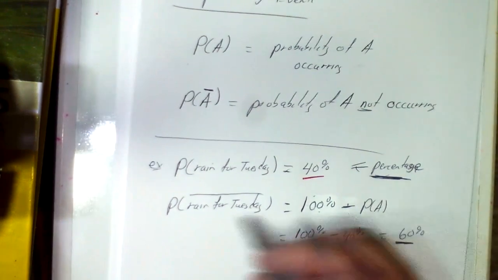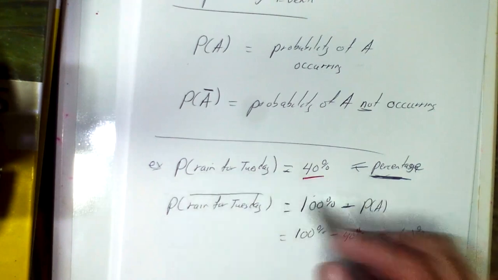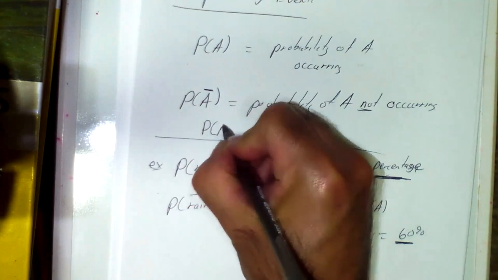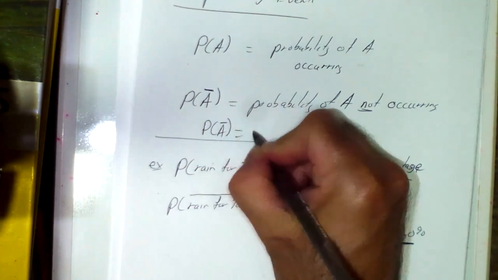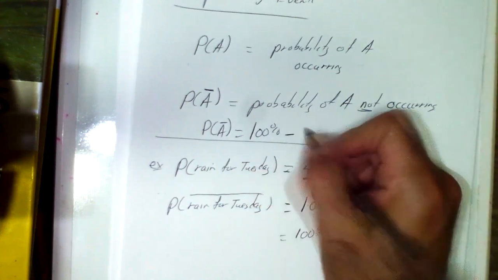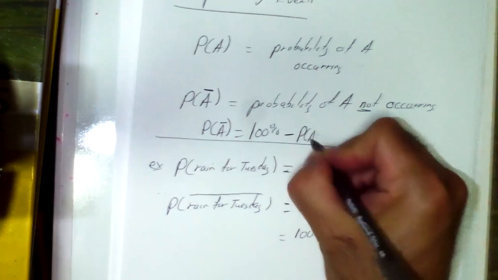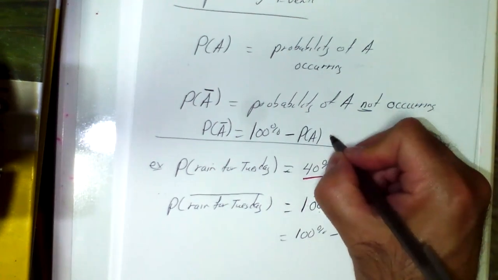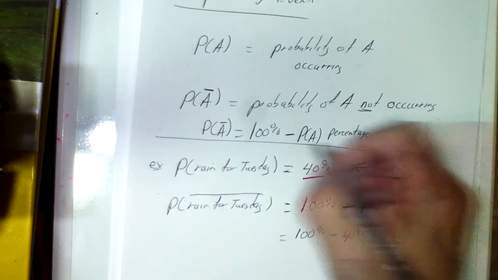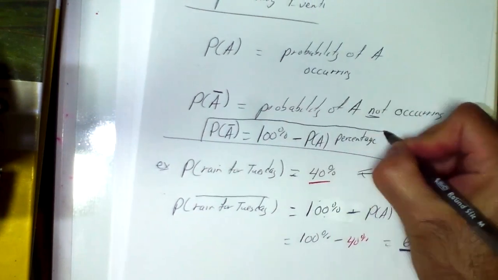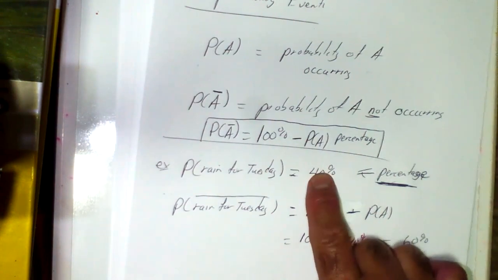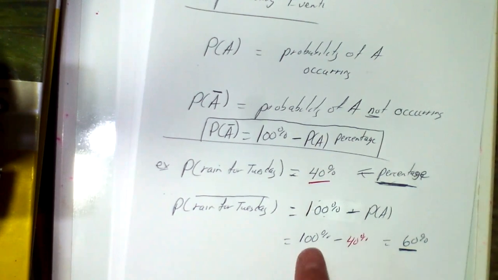So this is the formula for complements. The probability of A not equals 100% minus the probability of A, if it's in percentage. That's the formula that you would use. If that's percentage, my answer should be in percentage. So you subtract it from 100.